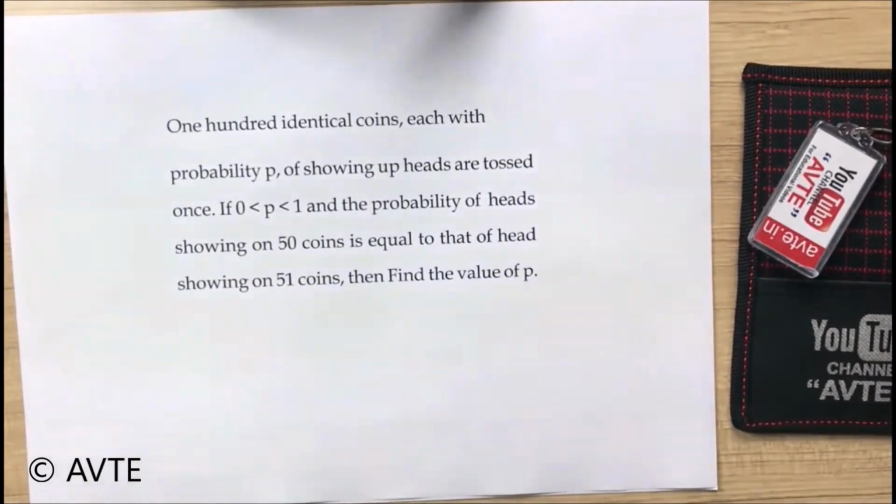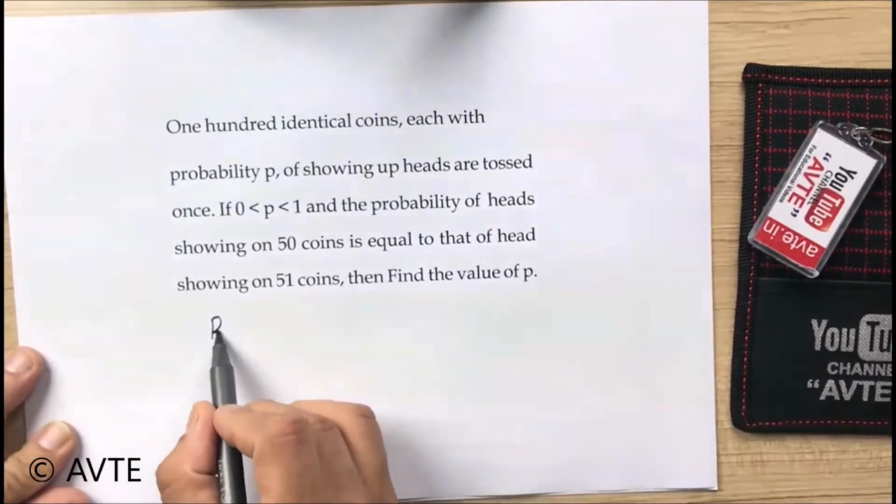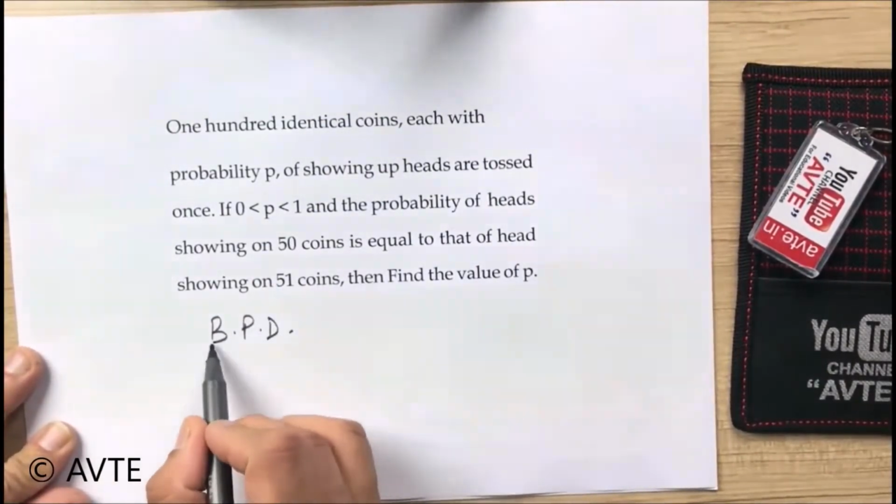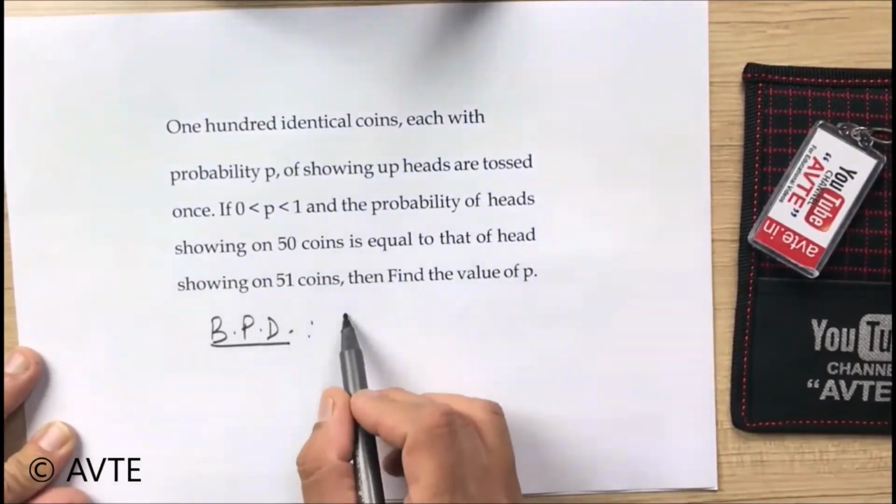So the question is clearly talking about BPD. Why BPD? Because if you are not getting heads, then you will get tails. So the probabilities of failure and success add up to 1, and the trials are independent, with replacement. That's why the question is clearly of binomial probability distribution, BPD.